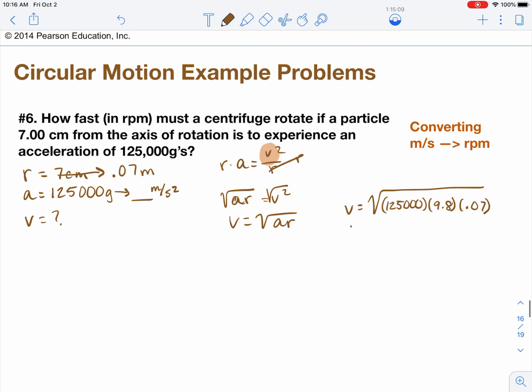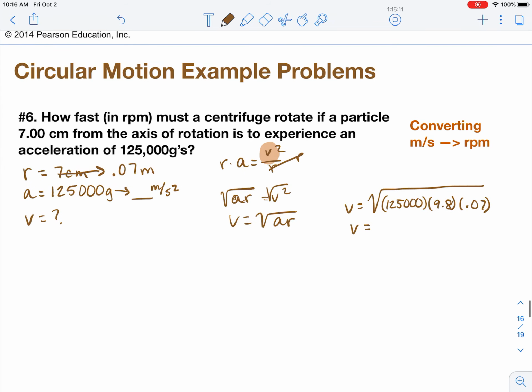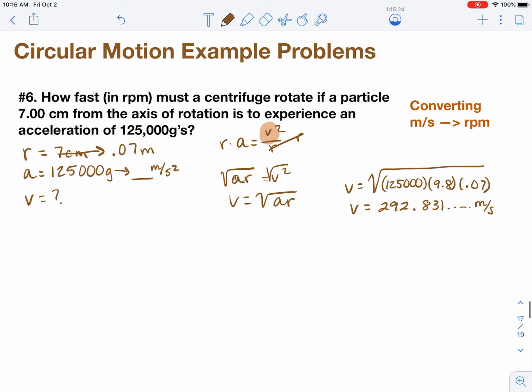Once we get this in our calculator, we get a value of 292.831, and then there's more digits in my calculator. Now this is calculated for us in meters per second because that's what the formula calls for. This particular question, though, wanted me to convert this into RPMs, which stands for revolutions per minute. So now I'm going to show you how to do that conversion.